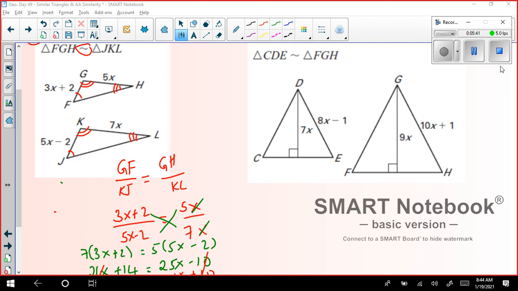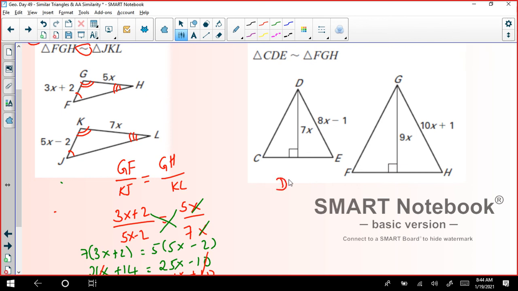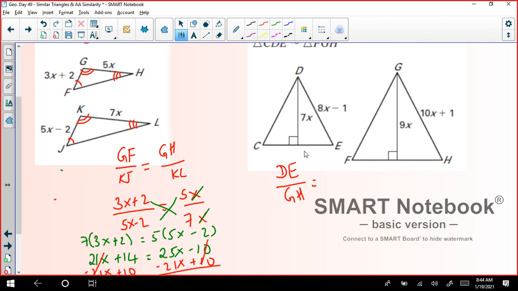We already know the angles are congruent and the sides are proportional. Corresponding to DE, the proportional side is GH. The corresponding altitudes here are this particular altitude, which is 7x, over 9x. Further, substitute DE is 8x minus 1 and GH was 10x plus 1.